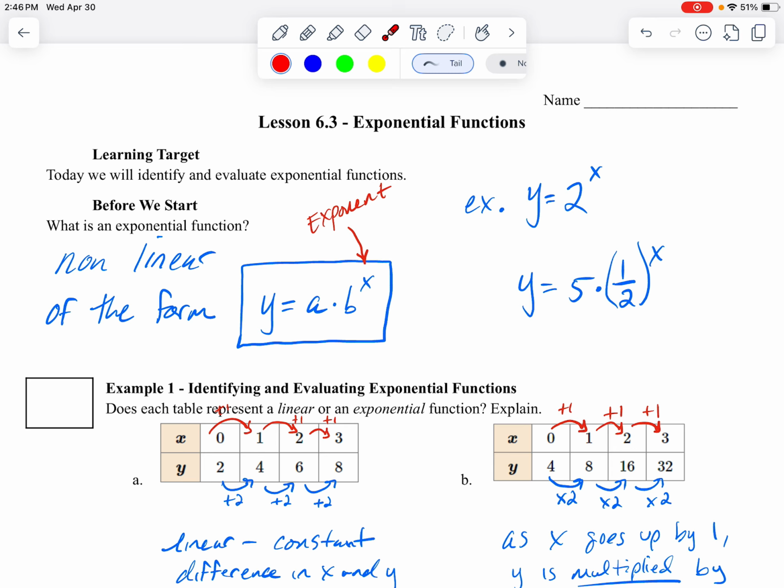And the equations are going to be of this form, y equals a times b to the x power. So the x variable in this case now is an exponent. There are a few restrictions on a and b that we will get to a little bit later, but you're not going to see any of those in our first few examples. So what this might look like: y equals 2 to the x. This would be the case where a is just a 1. Or y equals 5 times 1/2 to the x. So in this case, a would be 5, b is 1/2, and then we have our variable here.